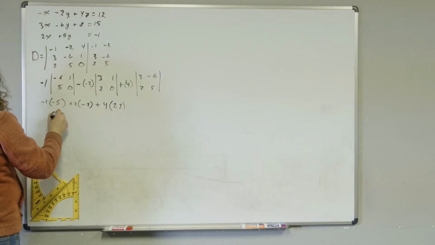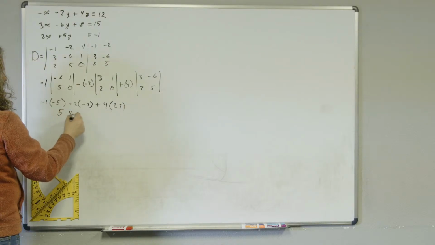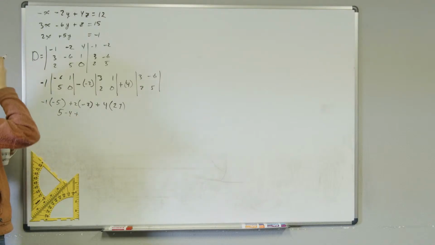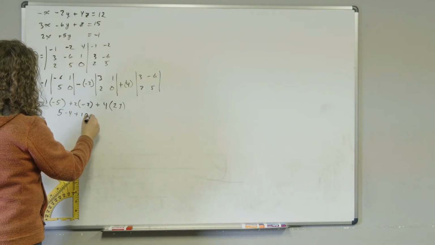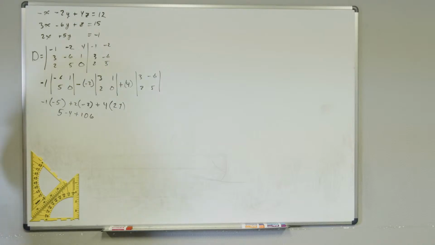So 5 minus 4 plus a whole heap. 102 plus 6, 108. That sound right? Did we do it right? Are you proud of me, Mom? 108.